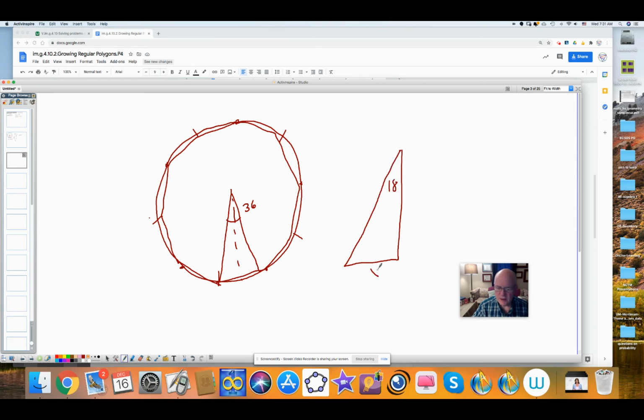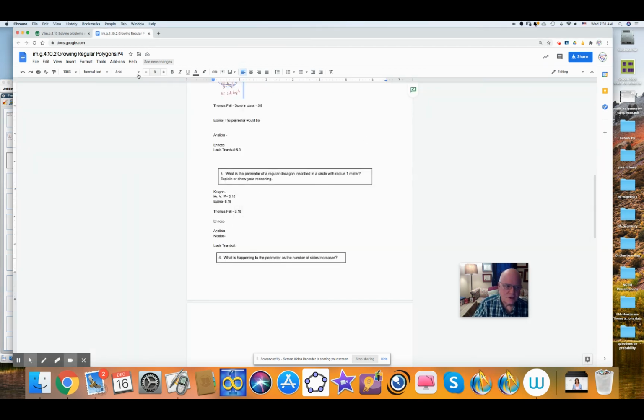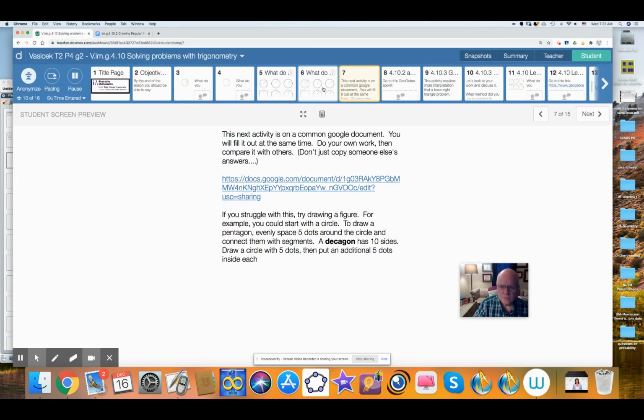And again, we have our x here and our x here. So 2x times 10 sides would be 20 times x would be the perimeter. And this is 1. Again, we have the sine of 18 degrees is equal to x over 1. And what we're supposed to notice is that the perimeter of the polygons gets closer and closer to the perimeter of the circle.